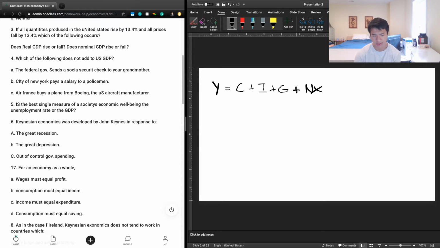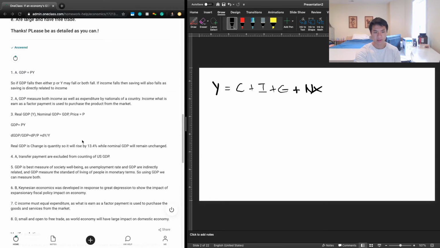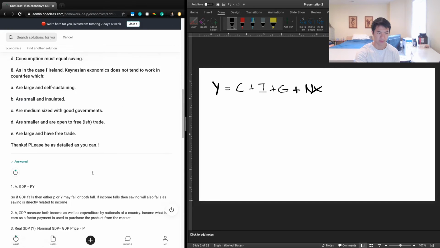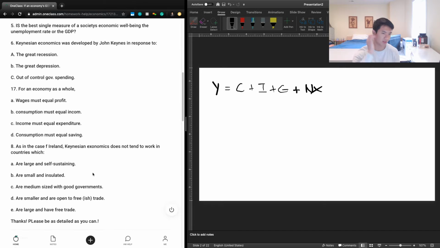So overall, we would say A is going to be the best answer choice here because it defines a transfer payment that is not usually included in GDP calculation. So 4 says A, yep, transfer payments are excluded from the accounting of US GDP. So that's great. So let's take a look at the next question, which says 5.